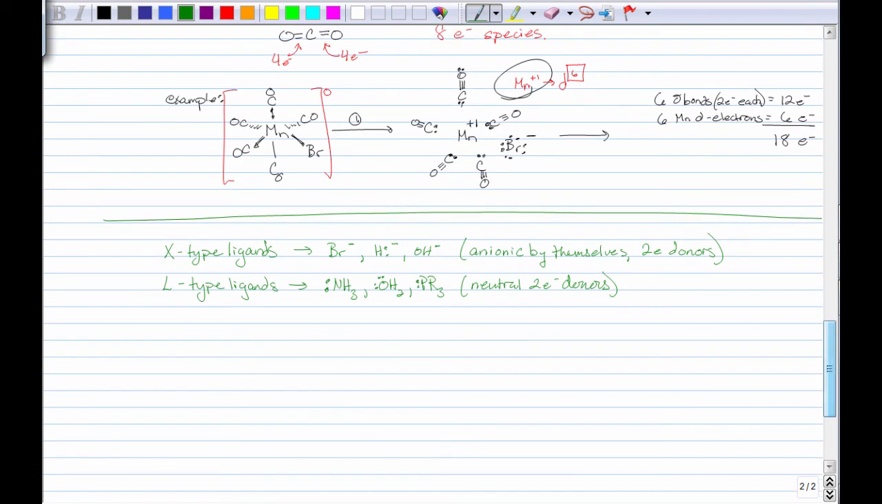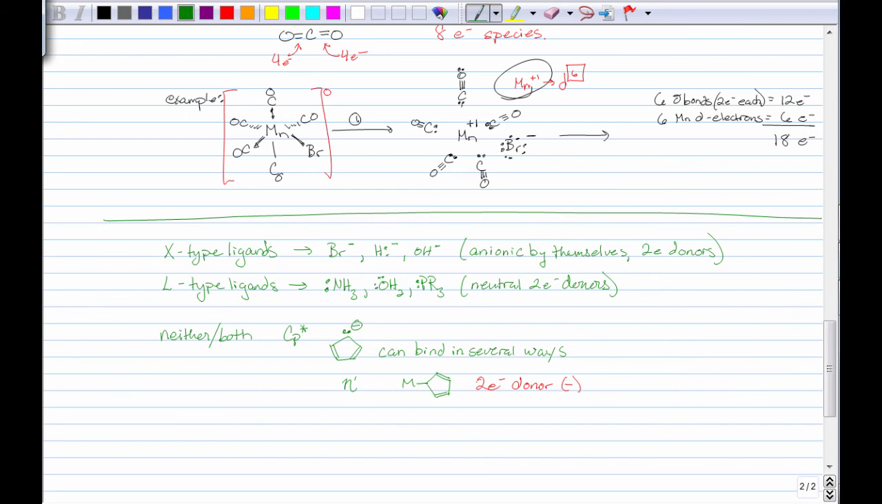And there are things that are neither or both. So something like the cyclopentadienyl anion, which is often represented as Cp star. This particular guy can bind in several ways. It depends on how it's coordinated to the metal. You have your eta-1 case where it's acting as a sigma donor, like any carbanion would. So this is a 2-electron donor with a negative charge.